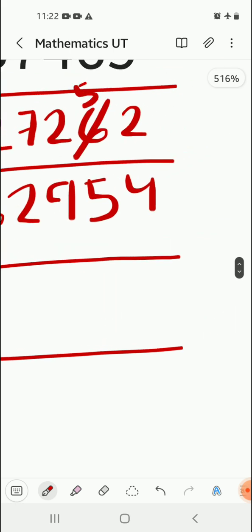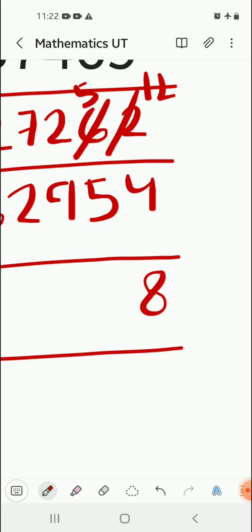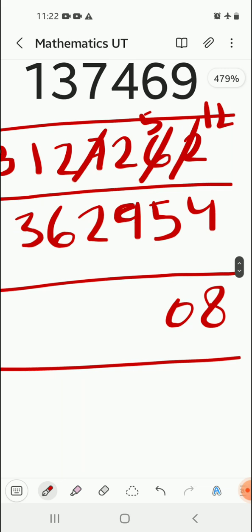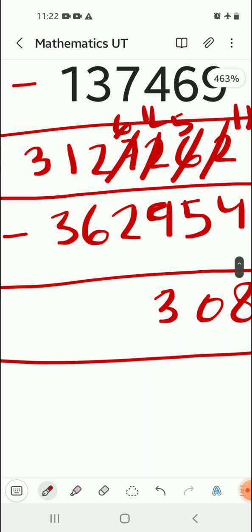So 6 becomes 5, this becomes 12. 12 minus 4 is 8. 5 minus 5 is 0. Again 7 becomes 6, this becomes 12. 12 minus 9 is 10, 11, 12, that is 3. 6 minus 2 is 4.